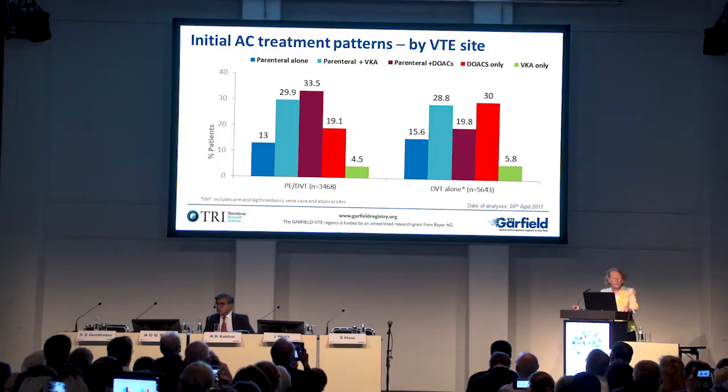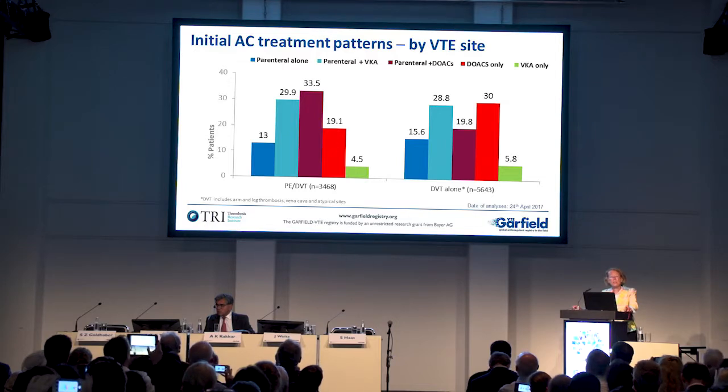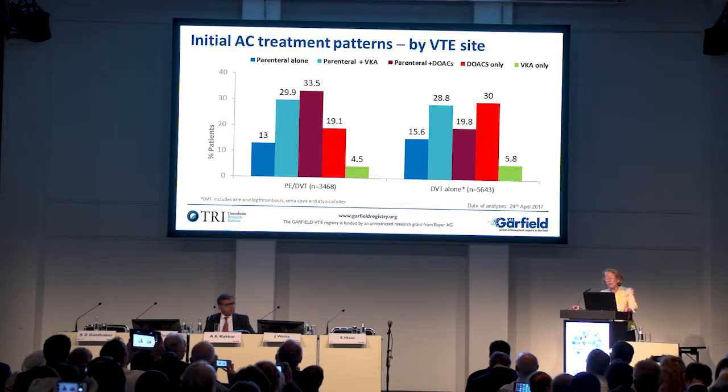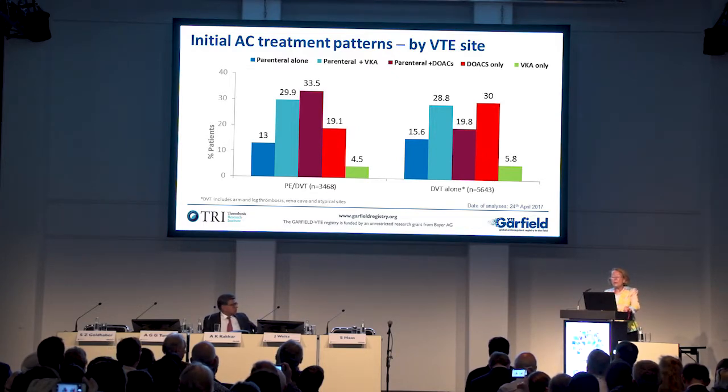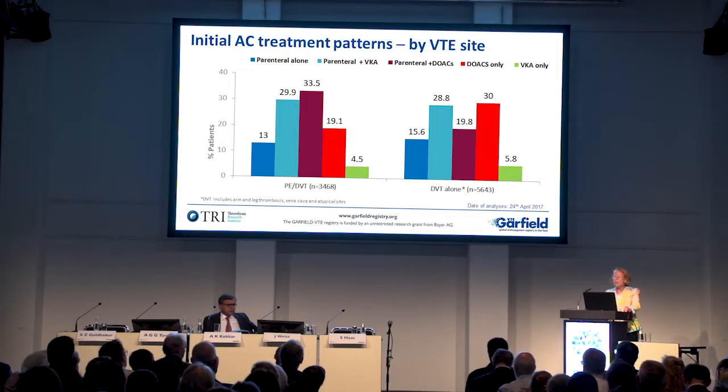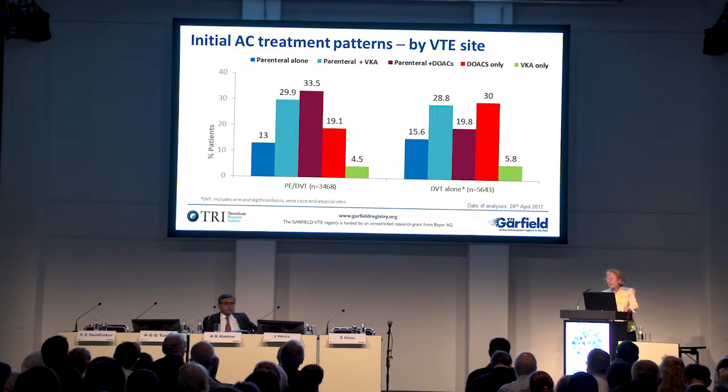If we split down the initial anticoagulation treatment patterns by VTE site, you can easily see on the left side that PE patients, PE plus or minus deep vein thrombosis, had a higher chance to be treated with parenterals followed by DOACs, a higher percentage here when compared to DVT alone: almost 34% here and almost 20% only when the patients had only DVT, and vice versa.